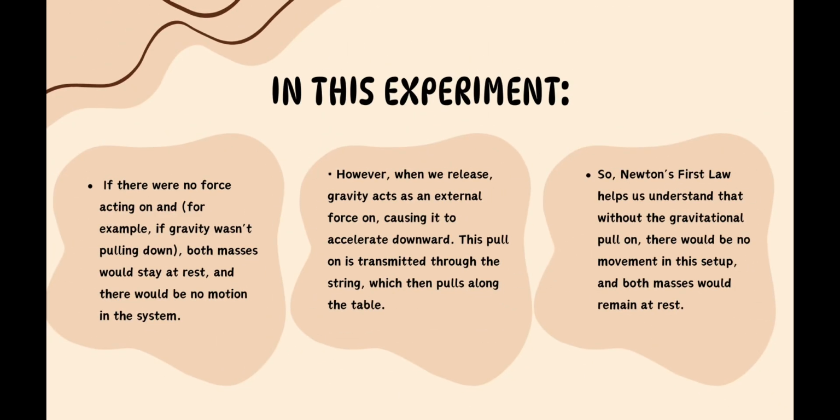In this experiment, if there were no force acting on it, for example, if gravity wasn't pulling down, both masses would stay at rest, and there would be no motion in the system. However, when we release, gravity acts as an external force on the hanger, causing it to accelerate downward. This pull is transmitted through the string, which then pulls the glider along the table. So, Newton's first law helps us understand that without the gravitational pull, there would be no movement in the setup, and both masses would remain at rest.